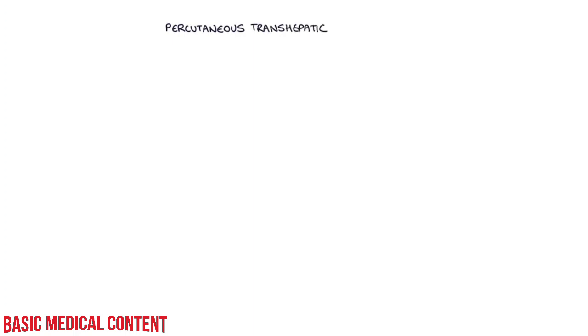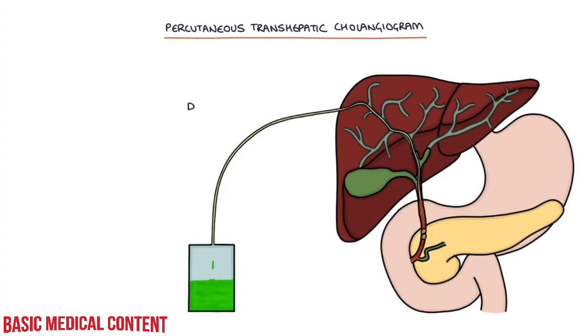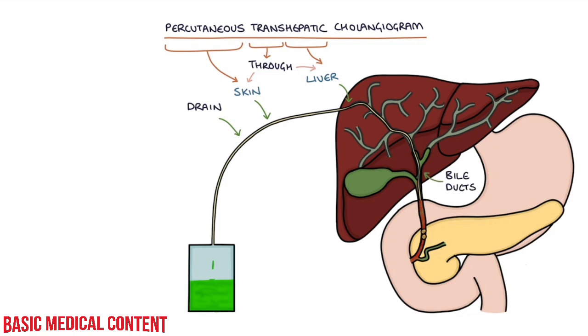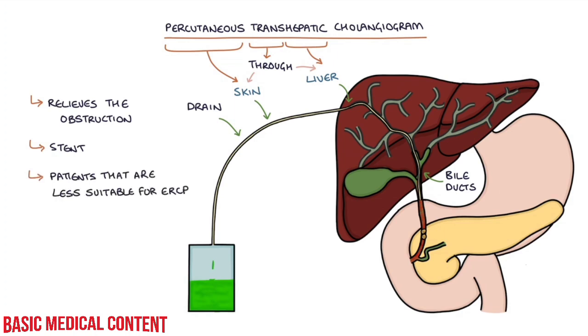Percutaneous transhepatic cholangiogram, or PTC, involves radiologically guided insertion of a drain through the skin and the liver into the bile ducts. The drain relieves the immediate obstruction to the bile duct, and a stent can be inserted to give a longer lasting relief to the obstruction. This is an option for patients that are less suitable for an ERCP procedure or where the ERCP procedure has failed.